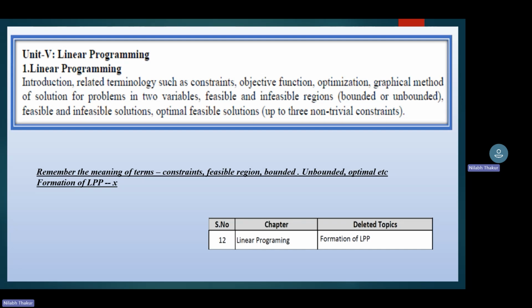So such types of questions based on your understanding of the different words used in the linear programming problem may be asked in the one marker question. Formation of the linear programming problem is deleted, so no question from that will be asked in the linear programming problem.